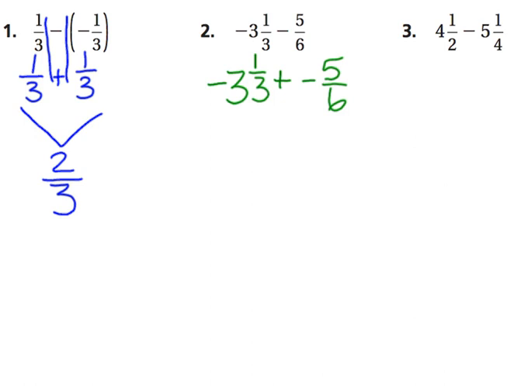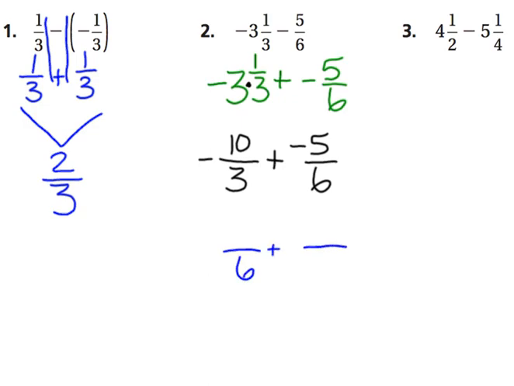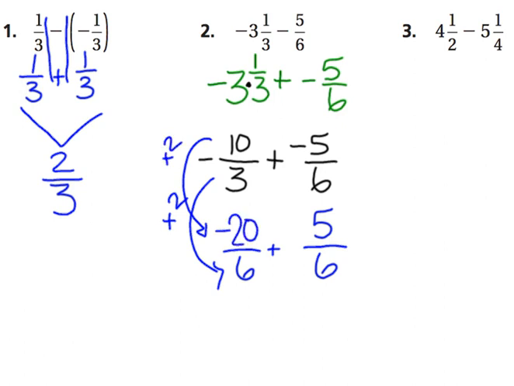Just like we already saw, we're going to change negative 3 1/3 into improper. So 3 times 3 is 9, plus 1 is 10. So that's going to become negative 10/3 plus negative 5/6. And then we're going to change both of these so that they have a denominator of 6. Second fraction stays the same. And on the first one, I need to multiply by 2. So negative 10 times 2 is negative 20.